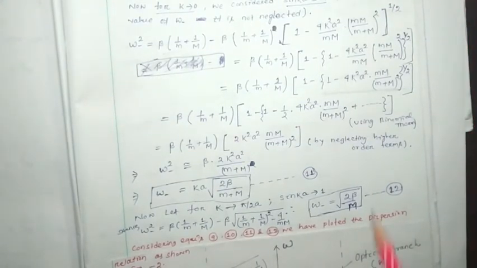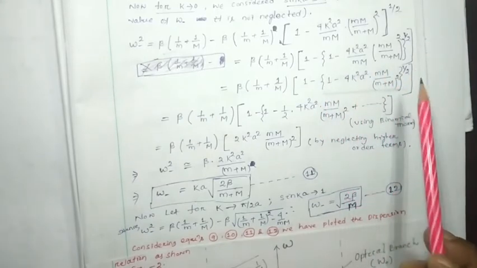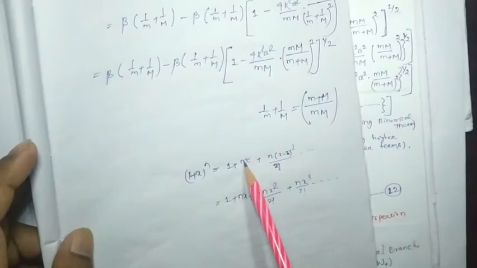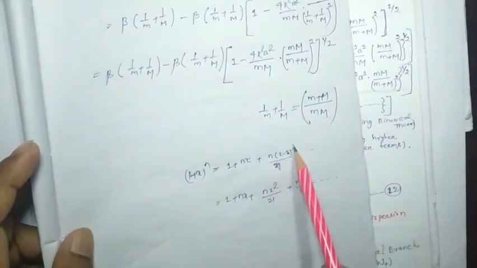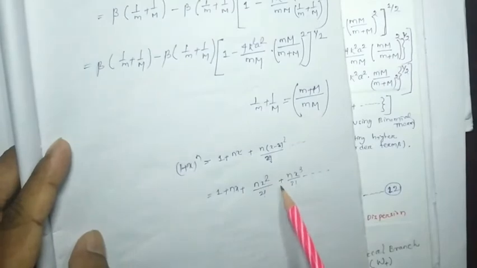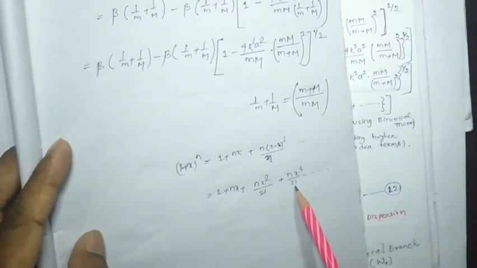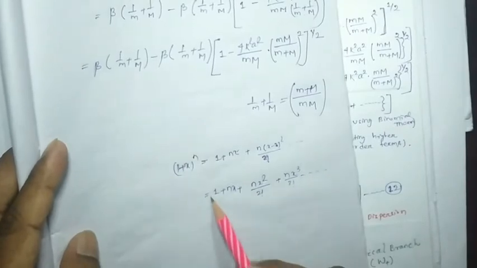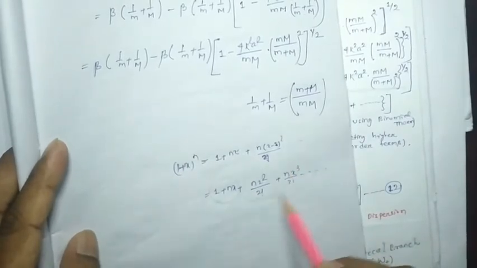So if we have to consider the binomial expansion like this, (1 + x)^n, we know that it is 1 + nx + n(n-1)x^2/2! + n(n-1)(n-2)x^3/3! and so on. So we are going to consider only two terms, and higher order terms we are not going to consider.